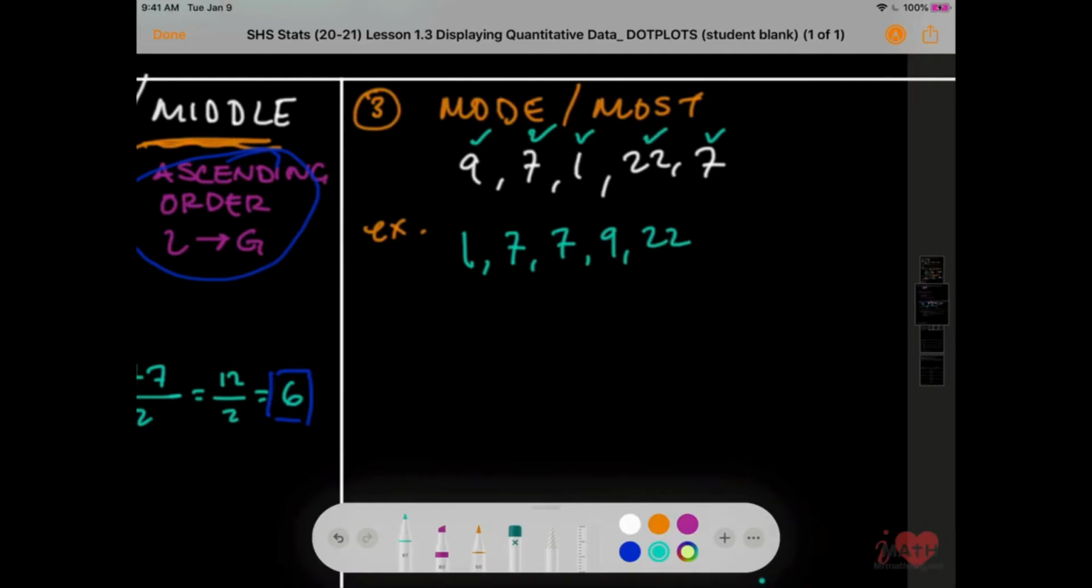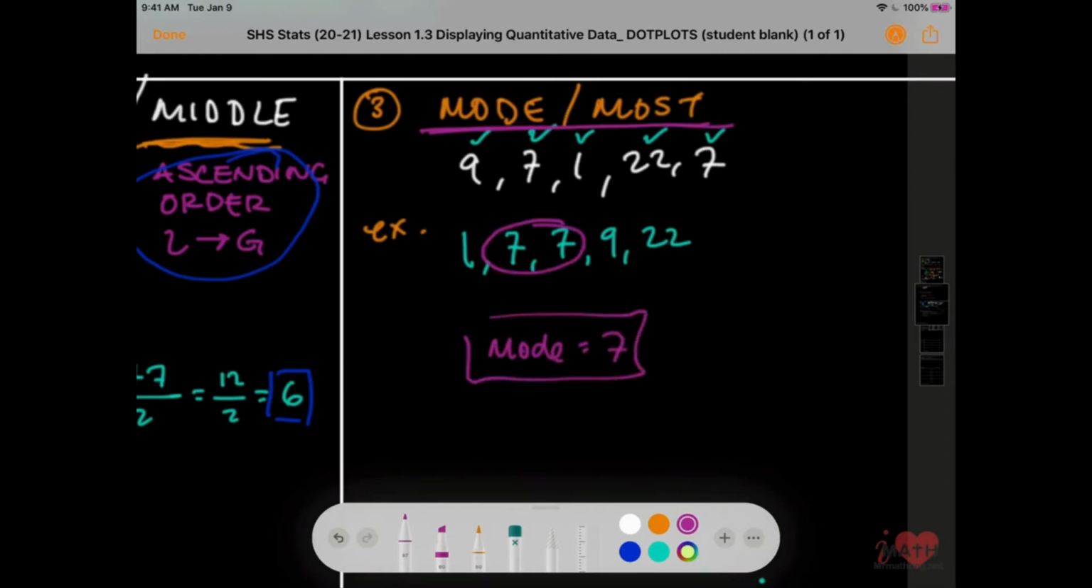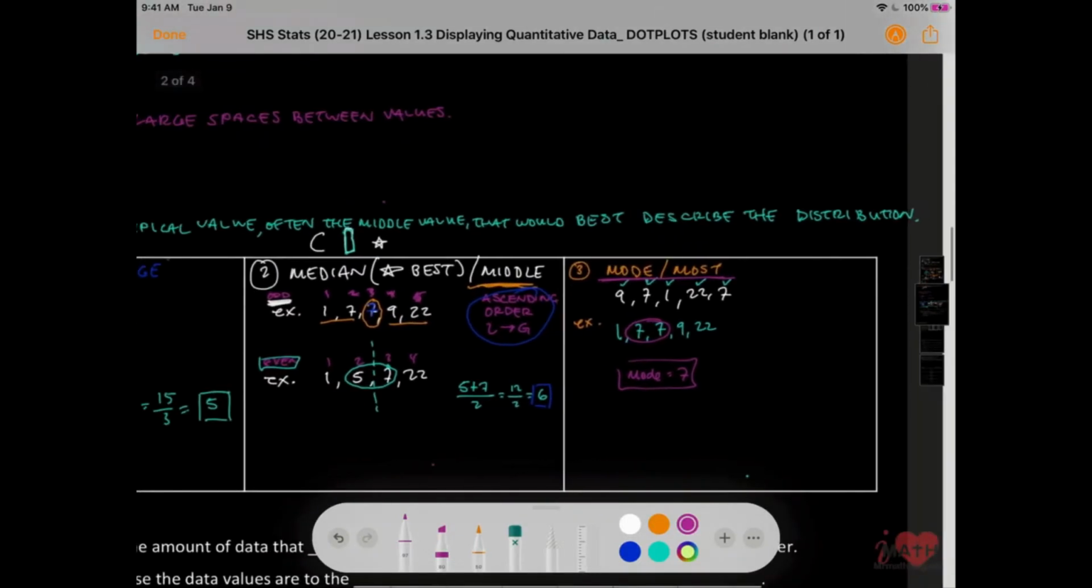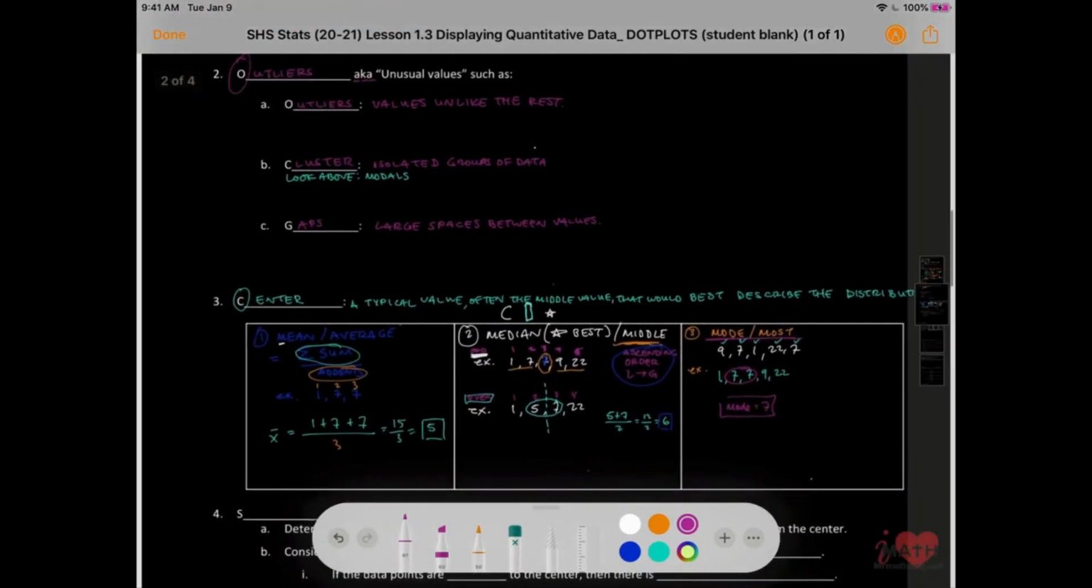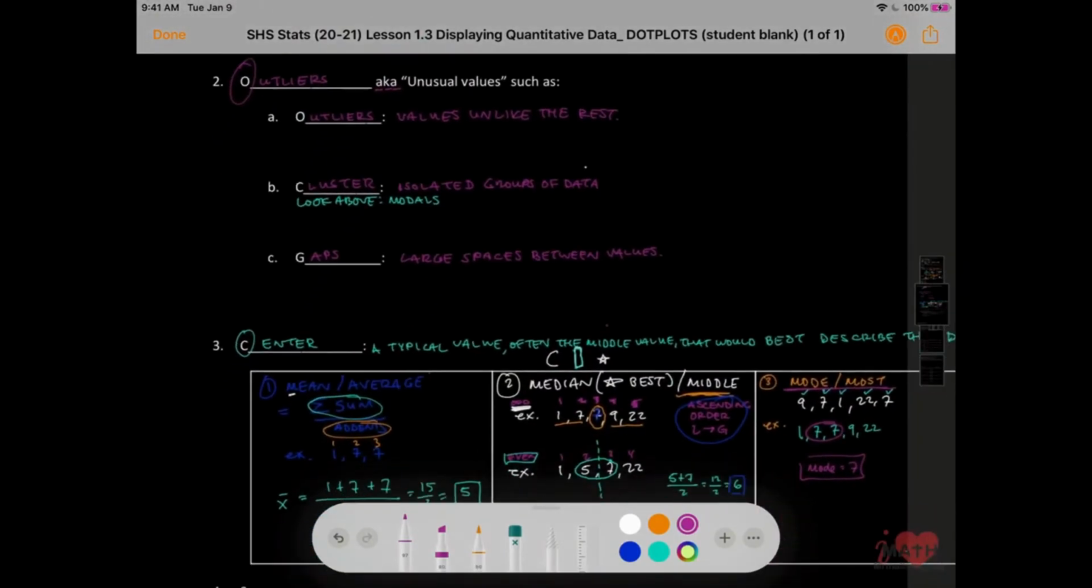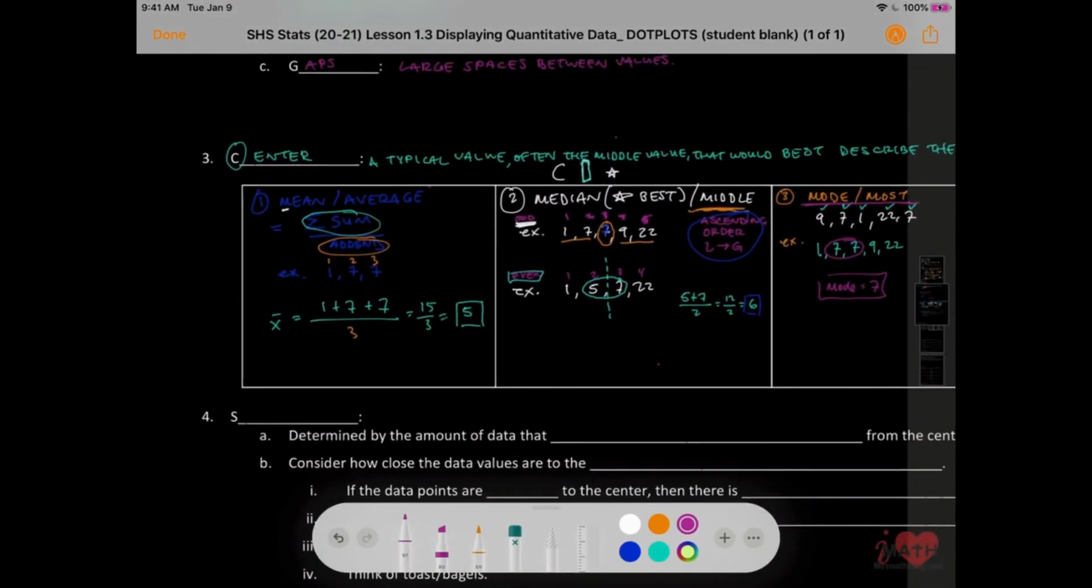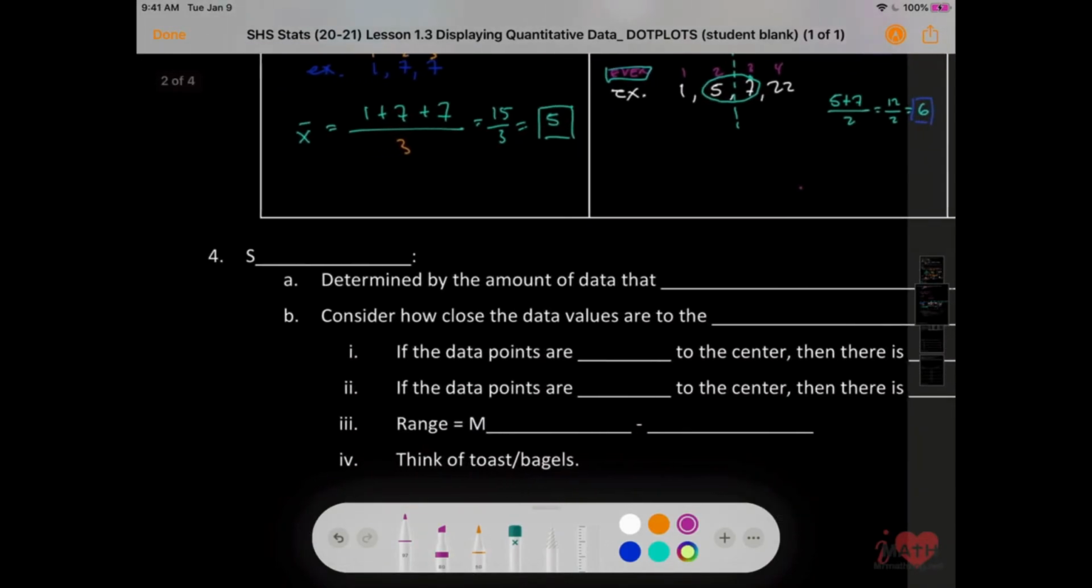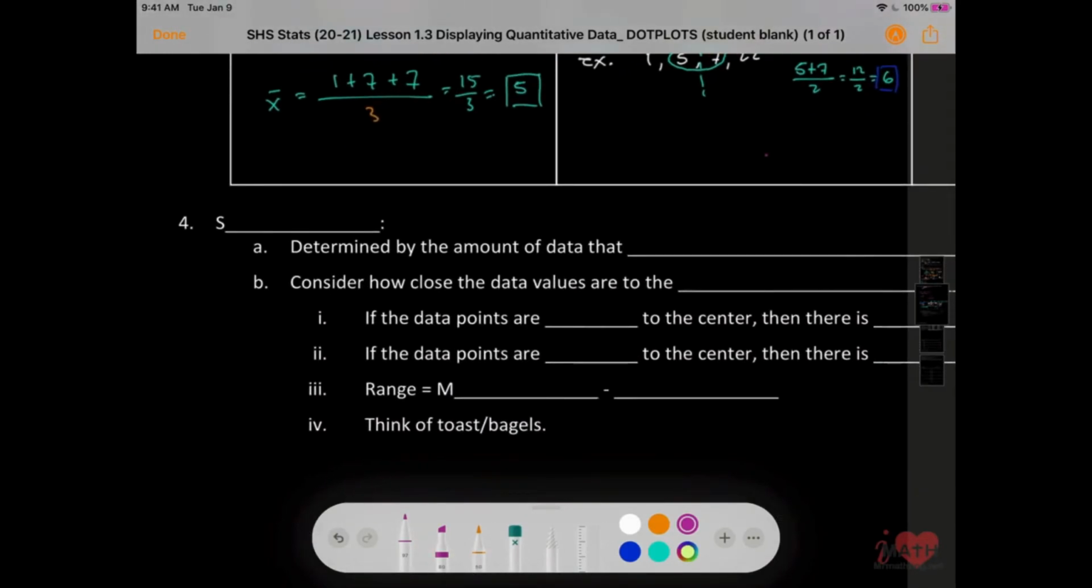So you just put them in from least to greatest, and then you pick which one happens the most or most often, and that is a 7. So the mode in this problem is 7. That's what we would say is our answer. Okay? All right, let's get to the last letter of SOCS. We have S stands for shape, O for outliers, C for center, and then S stands for spread.